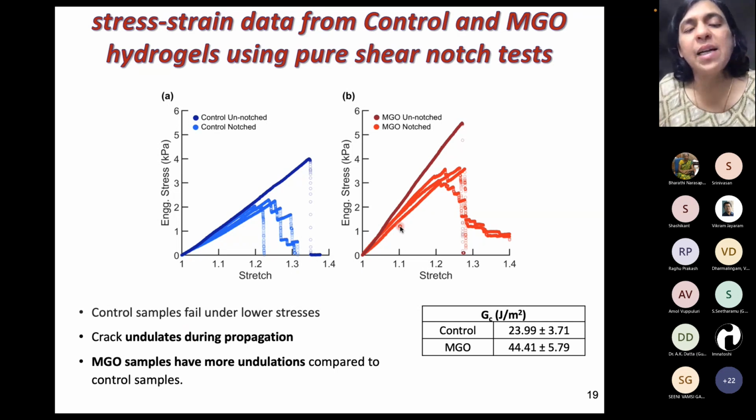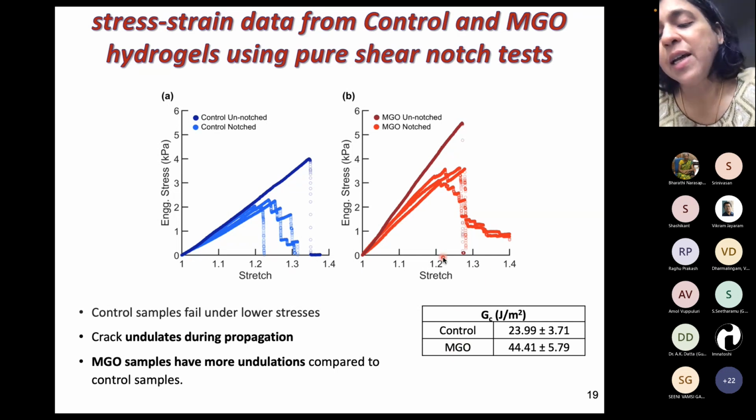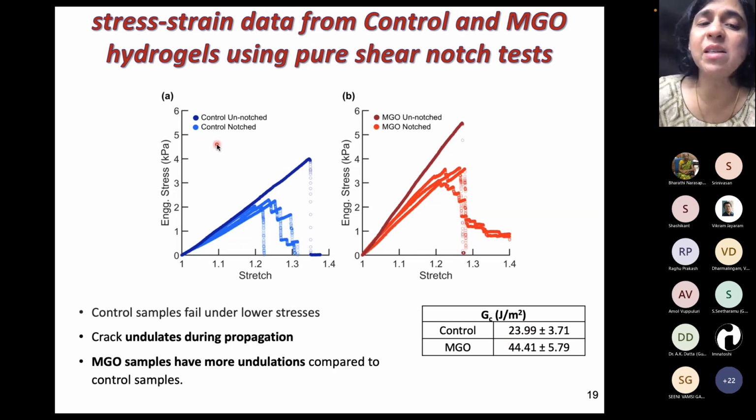So these are some things that I'll revisit in a little bit, but we used our expressions for GC and compared it with the cavitation data. And in fact, they look kind of similar for MGO, but for controls, we have almost doubled the value of what we have estimated using this method.